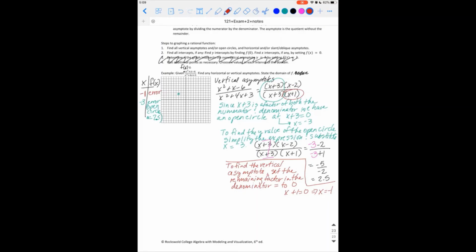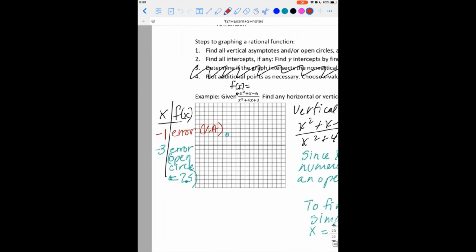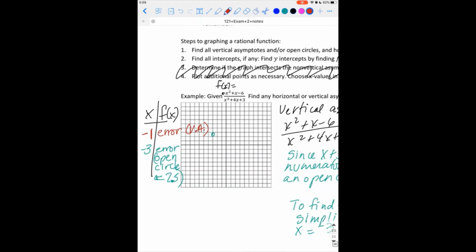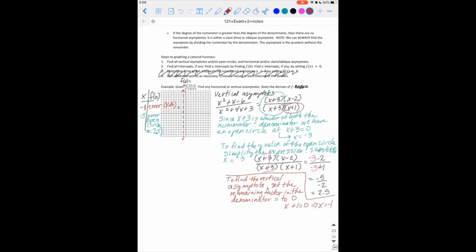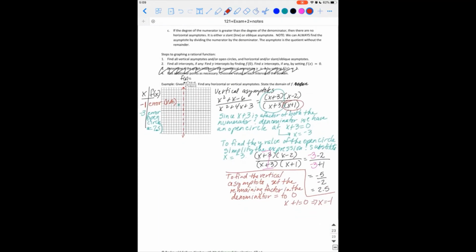That means I'm going to have a vertical asymptote. I'm just going to put parentheses of vertical asymptote, V for vertical, A for asymptote. So at x equal to -1, I have this right here. So we found vertical asymptotes and open circles.